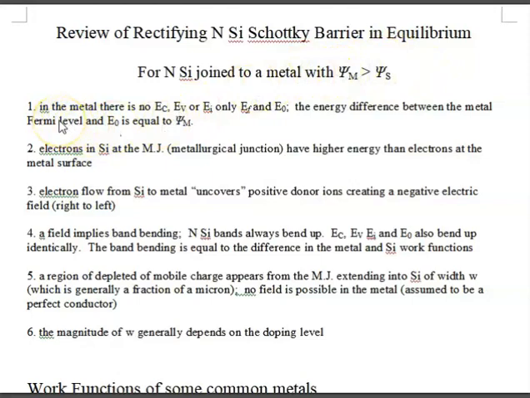Now, in the metal, there is no conduction band edge or valence band edge or intrinsic level. There's only a Fermi level and a free electron level. And the difference between the Fermi level and the free electron level is called the metal work function.